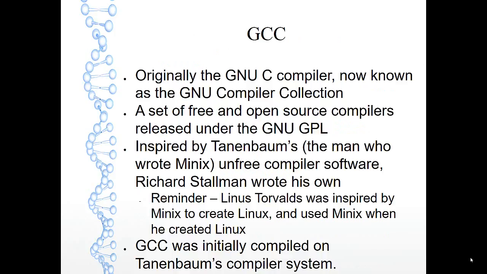So let's talk about GCC, which is the tool we use to compile. It was originally the GNU C Compiler. Now it's known as the GNU Compiler Collection, because it's got a number of utilities besides just the compiler and linker that come with it. It's a free and open source compiler plus the utilities that's released under the GNU GPL license. It was inspired by Tannenbaum's, the man who wrote Minix, unfree compiler software.